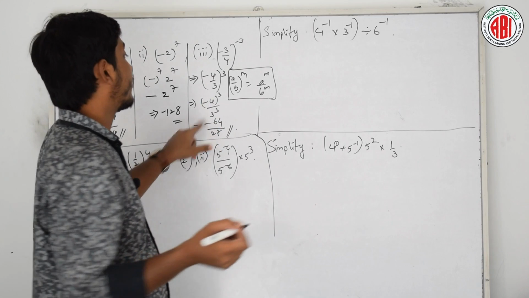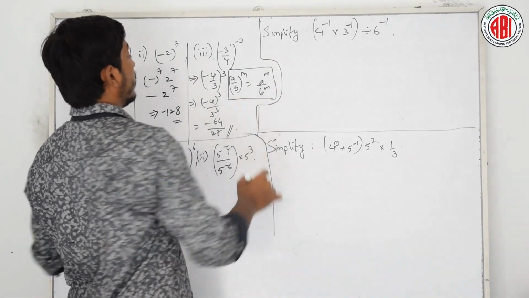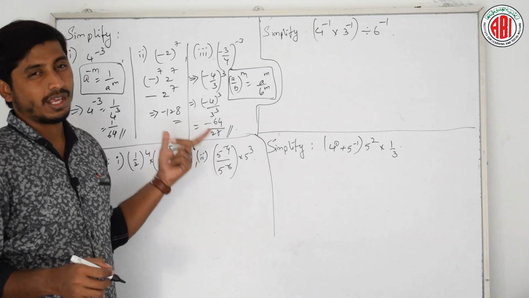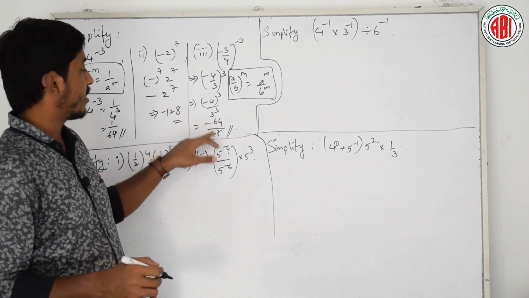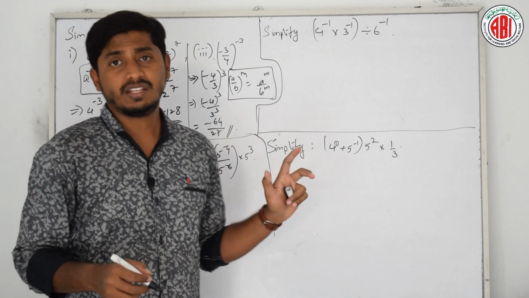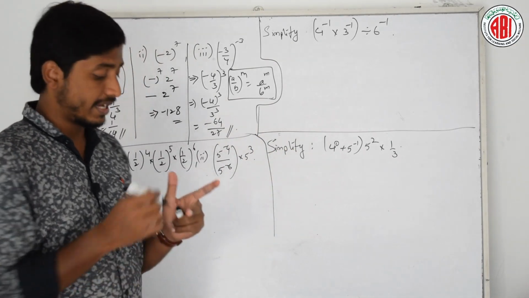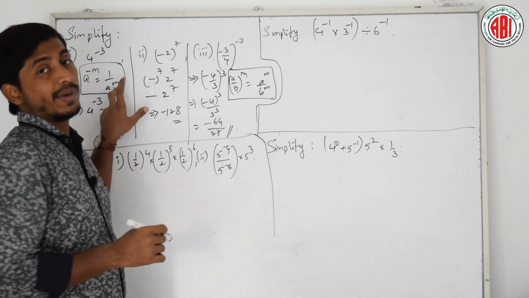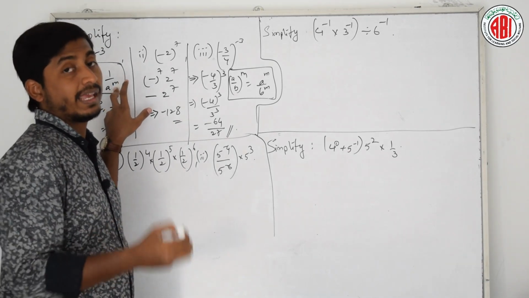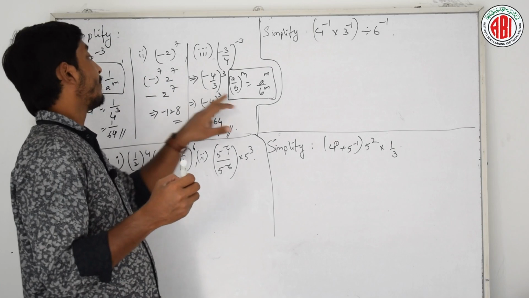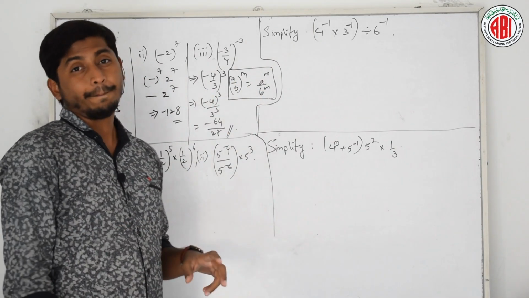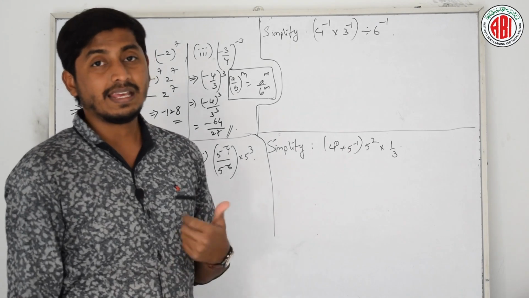Done. After this, we have to simplify. If you can divide, it's okay. If not, here 64 and 27 are not dividing, so you can leave it. Is it clear? Did you understand? What are the formulas we used here? We used the popular formula, a power minus m is 1 by a power m. And the next, a by b whole power m is a power m by b power m. Is it okay? Is it clear?